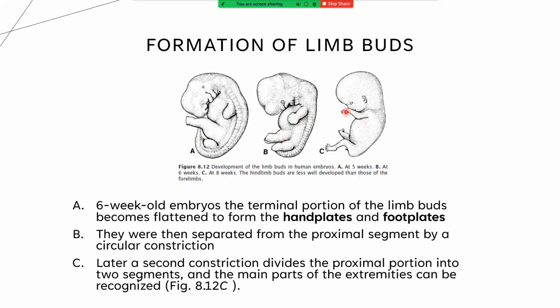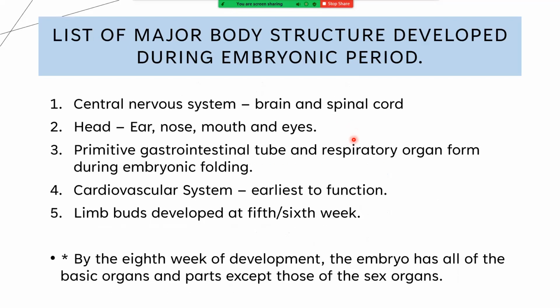This segment and this segment. Right? These are the major body structures developed during the embryonic period. Number one is the central nervous system, the brain and spinal cord. The head has ears, nose, mouth, and eyes. Then the primitive gastrointestinal tube and respiratory organs, which form during embryonic folding. The cardiovascular system is the earliest to function. Limb buds develop at 5 or 6 weeks.